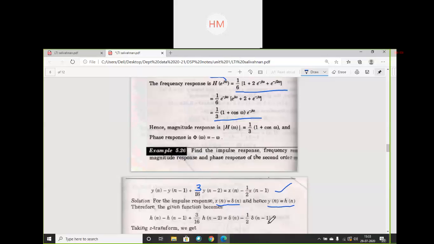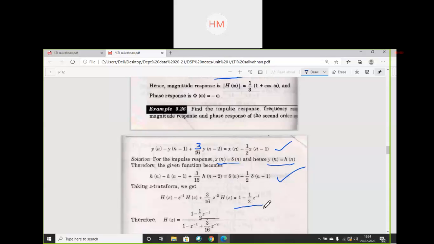I can take the z transform of this, or I can directly find the z transform of the given equation. I will find the z transform of this equation, Y of z by X of z, and find H of z. The same thing we are doing here. So the z transform of this is H of z, this one is z inverse H of z, 3 by 16 z to the power minus 2 H of z is the z transform of this term. The z transform of delta n is 1. It is 1 by 2 z inverse. Clear? So we got this equation.